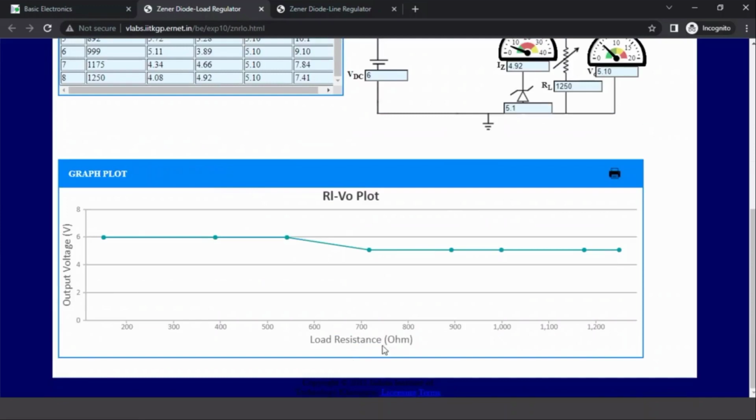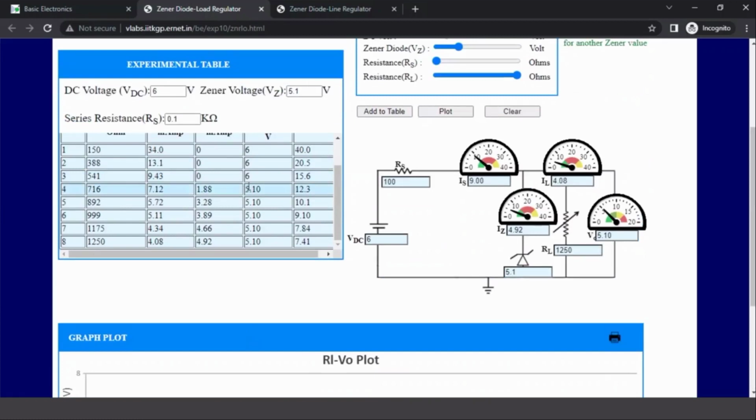You can see here the plot with respect to load resistance, right? If we are varying the load resistance, you can see here the input voltage is 6 and the output is also coming out as 6. But after this, if the resistance is increased, in a specific range, from now onwards, the output voltage becomes equal to 5.1. That means from this range onwards, the Zener diode is working as a voltage regulator. Output voltage is equal to the Zener voltage, 5.1 volts. So you'll get a graph like this and many points in between whenever you draw this.